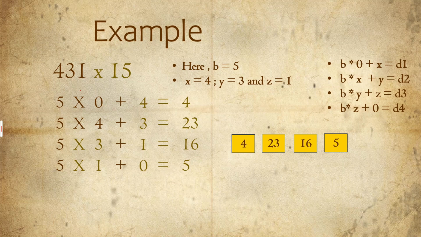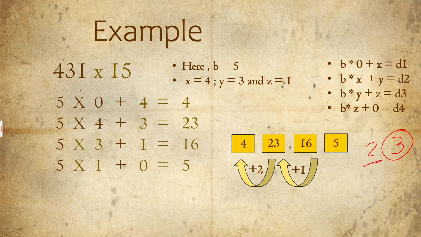Now, like I told you previously, one block can have one digit, which is true for this and this, but not so much for 23 and 16. So what we're going to do, we're going to carry forward. First, for 16, we are going to keep the 6, and the 1 is going to be carried forward. In the case of 23, the 3 is going to be kept, and the 2 is going to be carried forward. So how is that going to be?